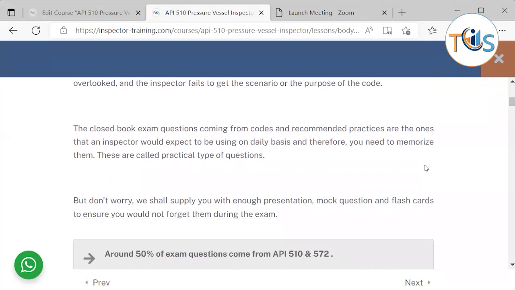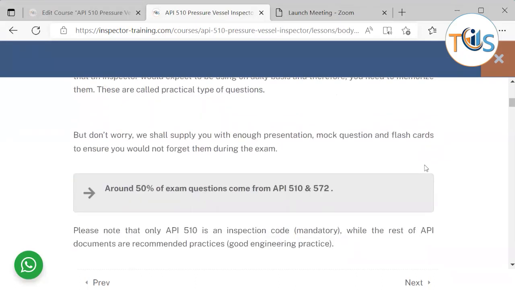The closed book part of the exam questions comes from codes and recommended practice, the ones that inspectors are expected to know on a daily basis and use on a routine basis. So you should be able to answer these questions from the top of your head without referring to codes and recommended practice. These are called practical type of question or awareness type of question. Don't worry, we shall supply you with enough presentation, more questions, lots of flashcards and pictorials, so you don't forget them during the exam.